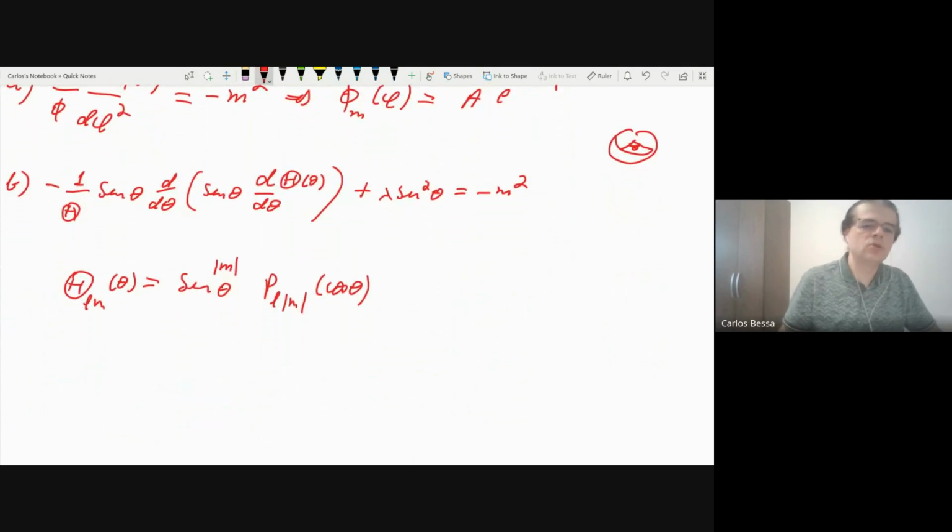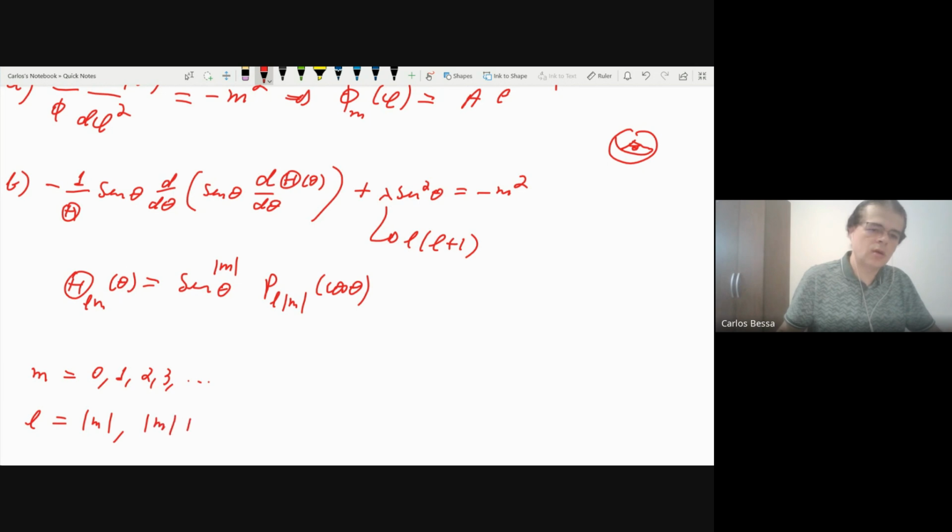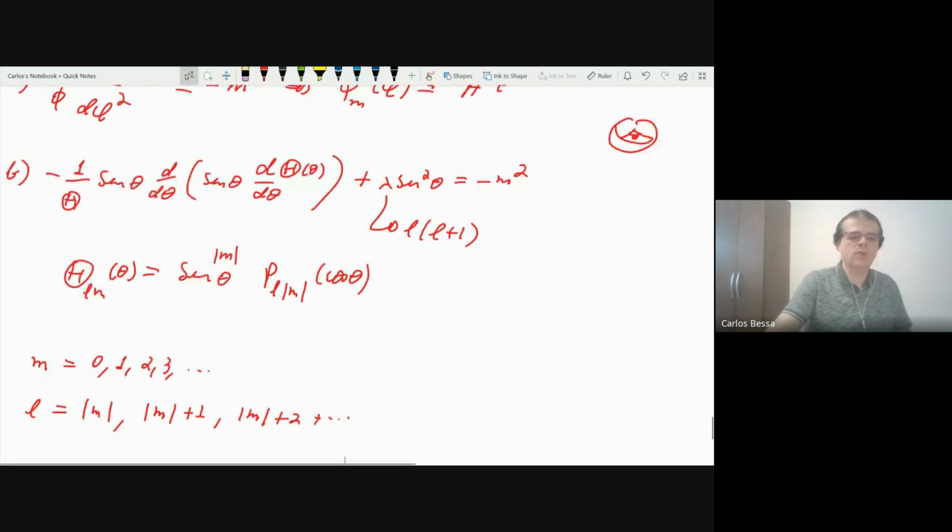Where when you get the solution, m is just 0, 1, 2, 3, and so on. And L is related with m. Like, remember this lambda here is what I'm calling L plus 1. Okay? So this is related to this: m plus 1, m plus 2, and so on. And the product of these two for the angular part.